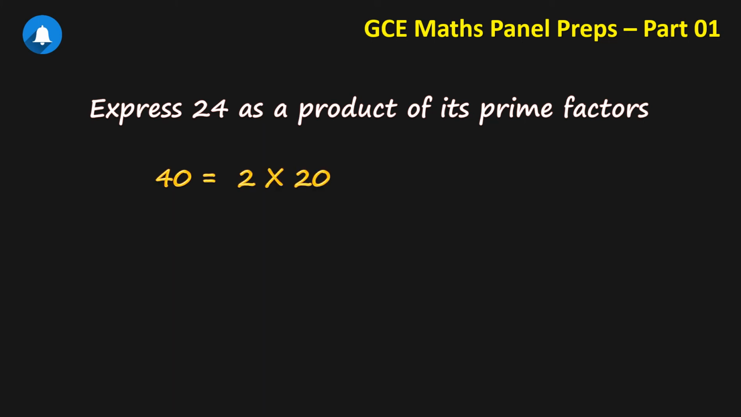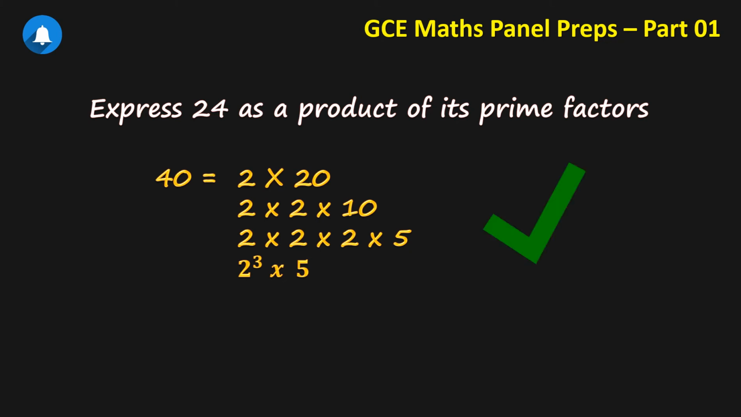40 will be equal to 2 times 20, and that will be equal to 2 times 2 times 10. 10 can be broken down to 2 times 5, and finally 40 is 2 to the power 3 times 5 as a product of its prime factors.